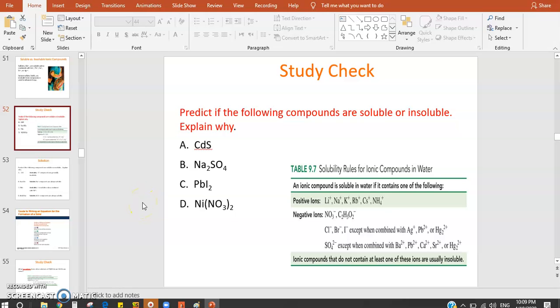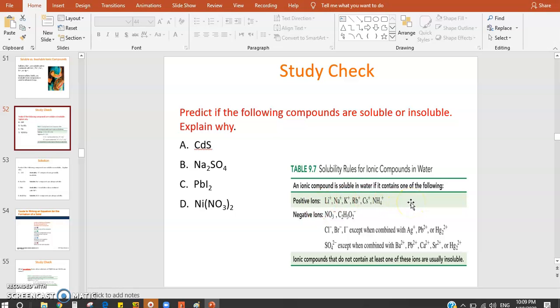So let's try this study check and predict the solubility of a molecule. Again, we will be using this table to determine the solubility. What does this table actually talk about? It's solubility rules for ionic compounds in water. An ionic compound is soluble in water if it contains one of the following. Again, you do not have to memorize all of this.